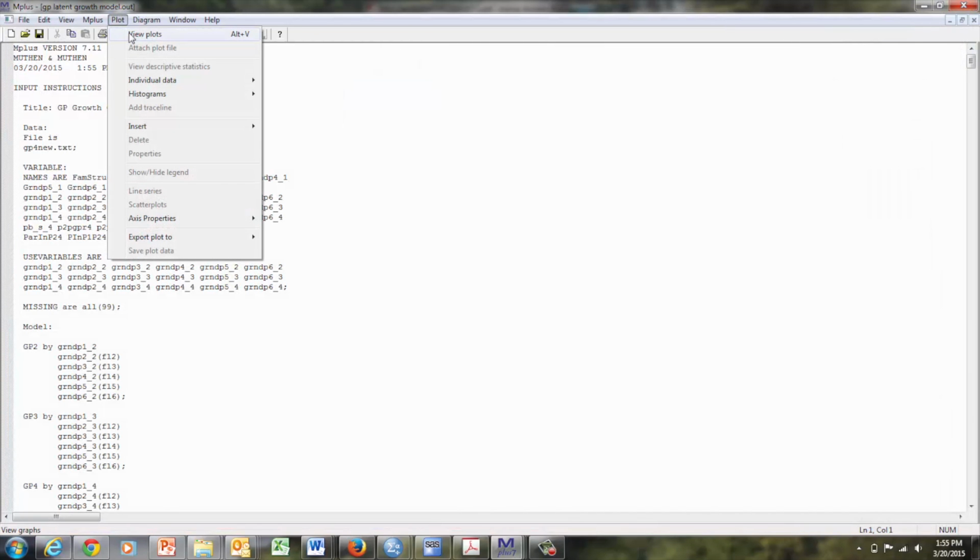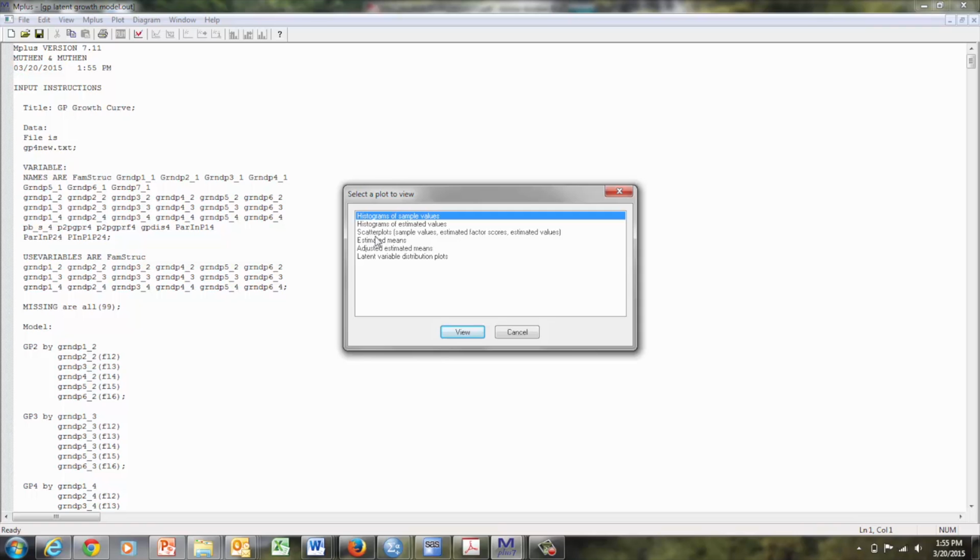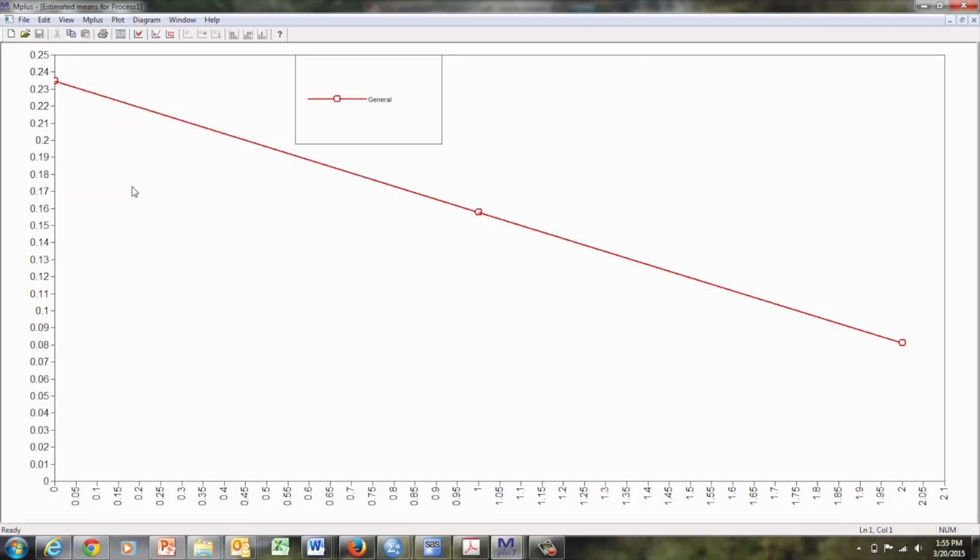I will go also to the plots. Here we can plot the estimated means. There are a number of other plots we can do. This is the one that you normally would do with a growth curve, where you could see, okay, my intercept is 0.235 or something like that with a downward slope across time.